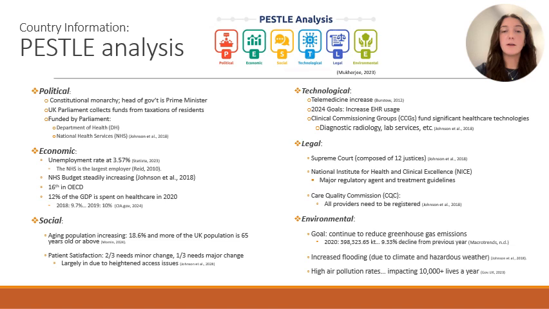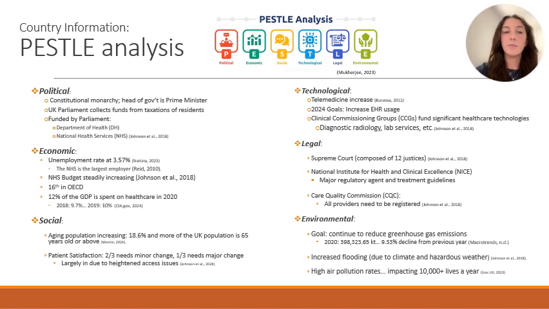Economically, it is important to highlight the unemployment rate at 3.57%, showing a declining trend. The NHS spending shows a steady increase despite increasing efforts to reduce costs and spending in healthcare. The UK ranks 16th in OECD reports, with around 12% of the GDP spent on healthcare, a general increase compared to previous years. Socially, a significant element is the rising population of elderly residents.